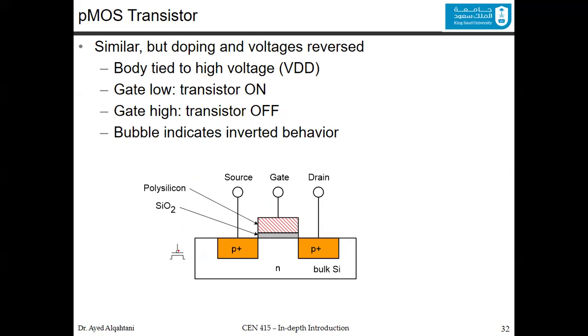So if you have a bubble here, then this is an active low design or gate, let me say. So also in our case, this bubble means that for this transistor, if you input 0 to the gate, then the transistor is on. If you input 1 to the gate, then the transistor is off.